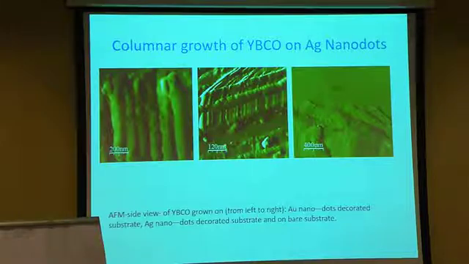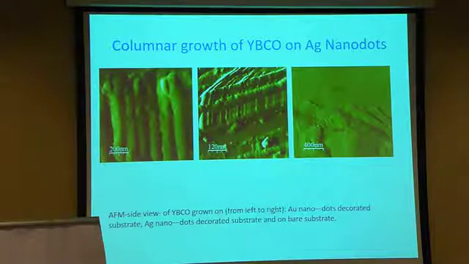Okay, another important thing with silver is that silver nanodots promote some sort of columnar growth of yttrium barium copper oxide. So you can see here a cross-sectional AFM. So we break a film and look at the edge using atomic force microscopy. So here is the substrate, so to speak, and here is YBCO for a normal film without anything. But if we put nano islands on the substrate, we can see both for gold nanodots and silver nanodots that the YBCO doesn't grow like this. It grows in the shape of some sort of columns.